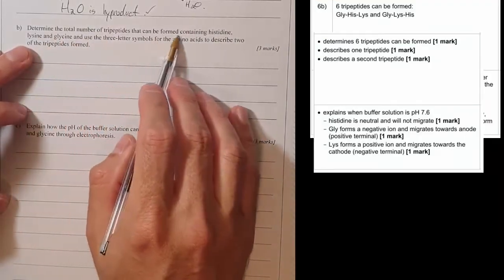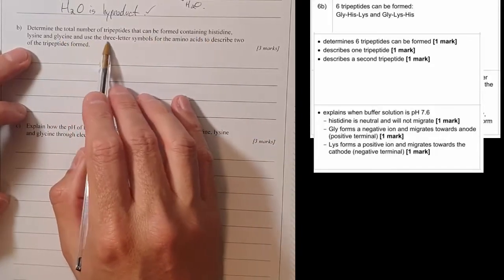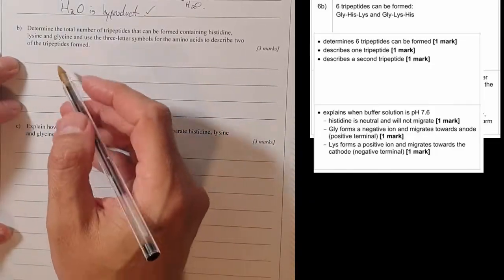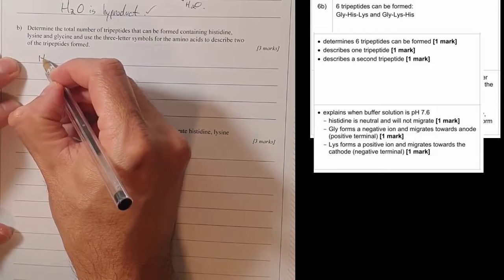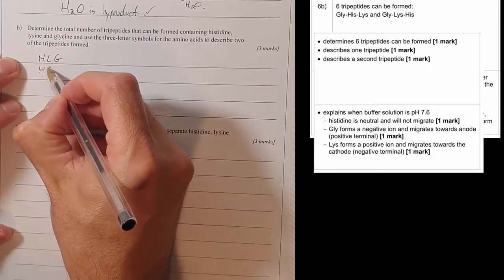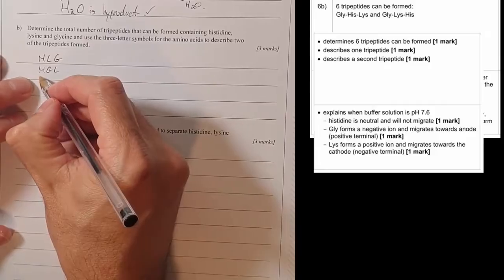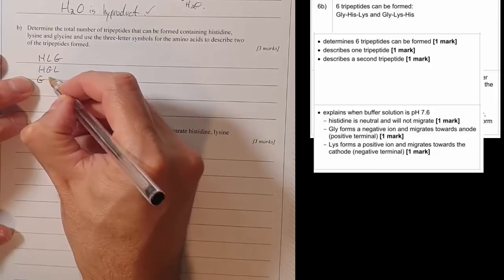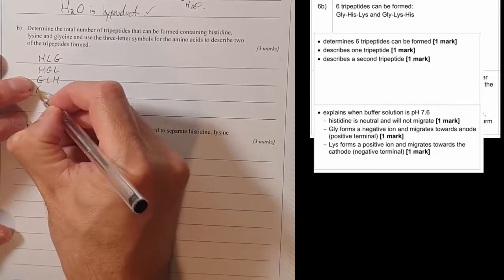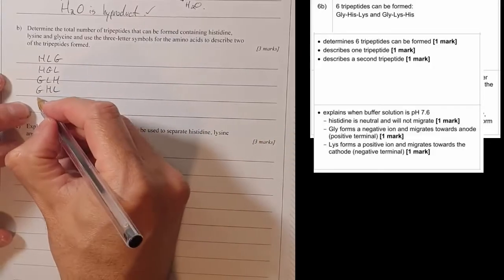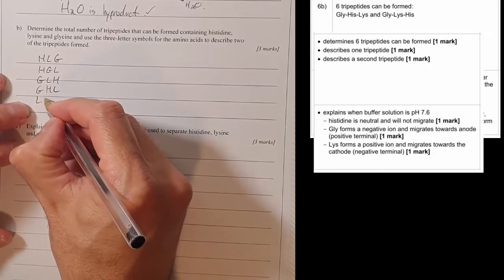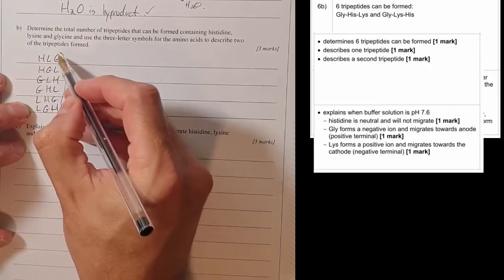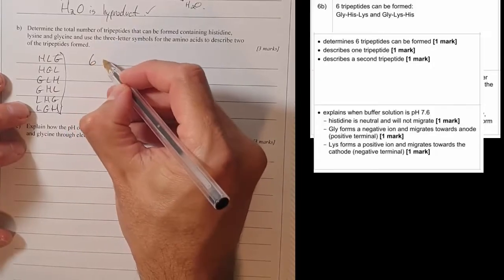Okay, determine the total number of tripeptides that can be formed with these ones. Use 3-letter symbols, assuming you have to describe two. What is this? This is hilarious. So if you have histidine, lysine, and glycine, you can have it the other way around. What's this called? Probability and permutations or something. I can't remember, it was in high school math. How on earth does that register as a question? So there's 6 combinations. Oh my goodness, 6 tripeptides.